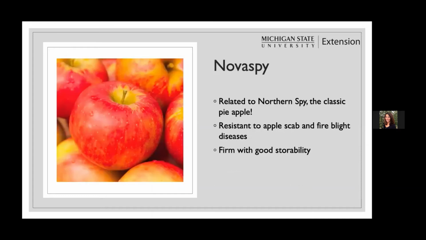Now, for those of you who are like me and love a Northern Spy, if you just love that classic pie apple, it holds that firm shape in your pies, then you may be interested in Nova Spy. So Nova Spy is a relative of the Northern Spy. It ripens a few weeks earlier, but it is bred to have some resistance to apple scab and fire blight. So again, those inherent properties will prevent you from fretting about getting your fungicide sprays on in time to prevent those diseases from showing up. And they also have good storability.